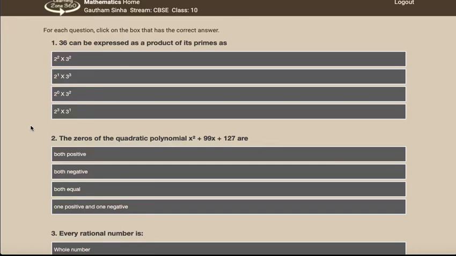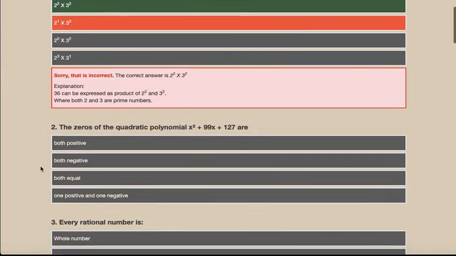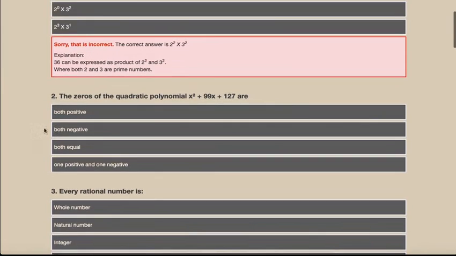and the student can try to answer and learn on the way. So for the first question, which is 36, can be expressed as product of its prime. Student will choose some answer which he thinks is right. So let me click on one of them to see if it's right or not. So, okay, the answer that was clicked was wrong. And there's an explanation saying what the right answer should be.